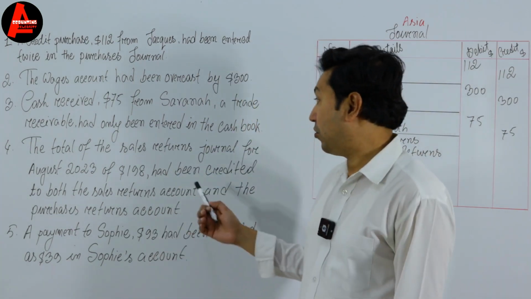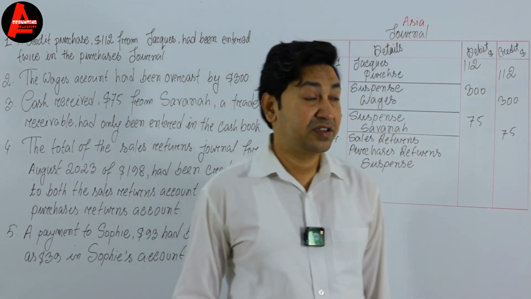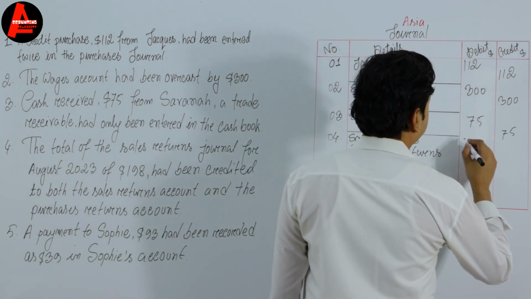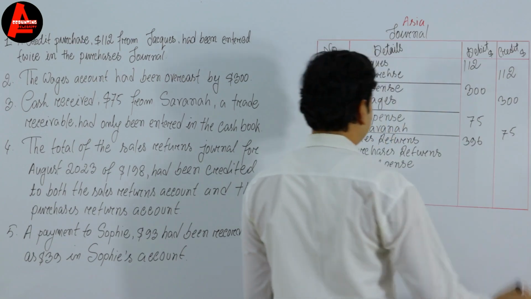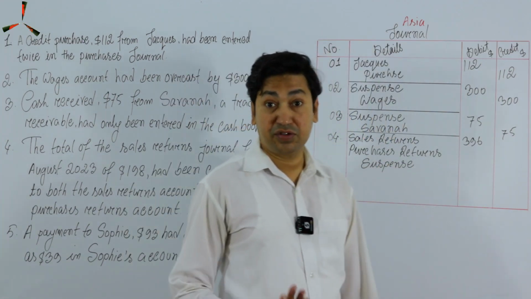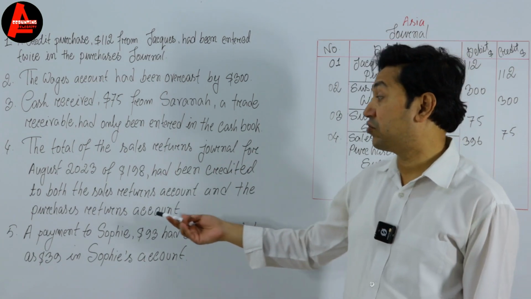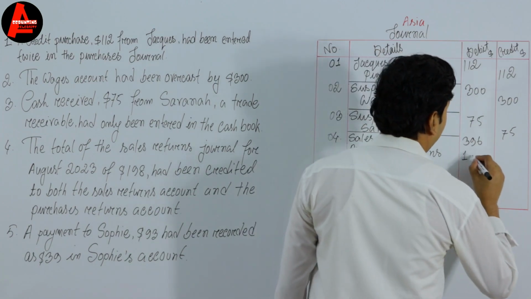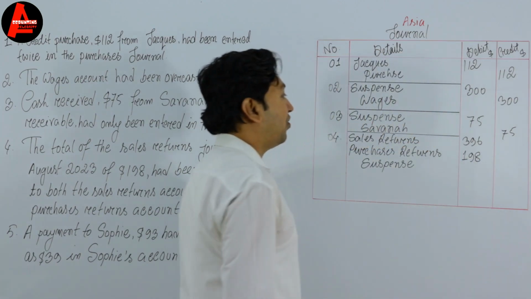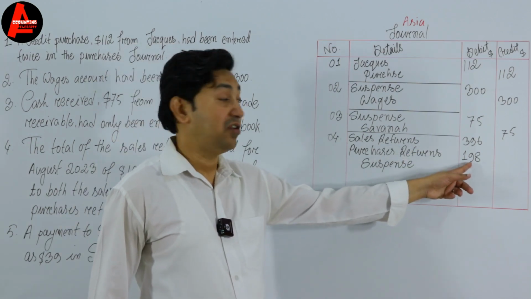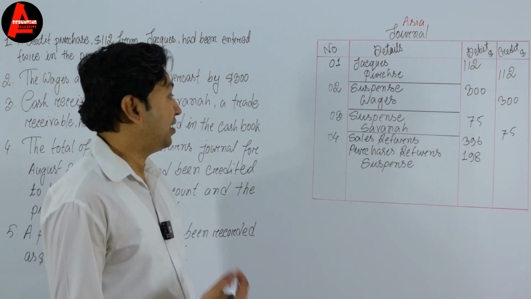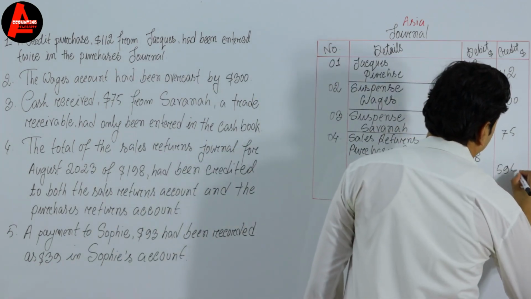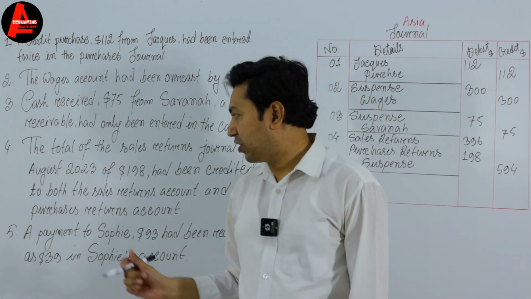Okay, so here the amount is 198, we will double this amount, it will be 198 plus 198, so we will write here $396. Okay, and purchase is not supposed to be here but mistakenly purchase had been also credited. So purchase will be the same amount, $198. Now we will add these two amounts and we will write on the credit side, the Suspense amount. So here it is $594.